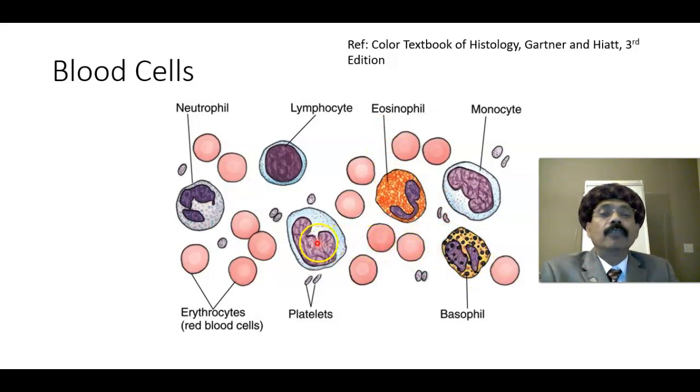The agranulocytes are the monocytes. Monocytes are the precursor for the mononuclear phagocytic system. From monocytes, we get the macrophages. And this is another type of agranulocyte, the lymphocyte. The lymphocyte has a very large nucleus with a very thin rim of cytoplasm. So the RBC has no nucleus, platelet has no nucleus, other cells have a nucleus.